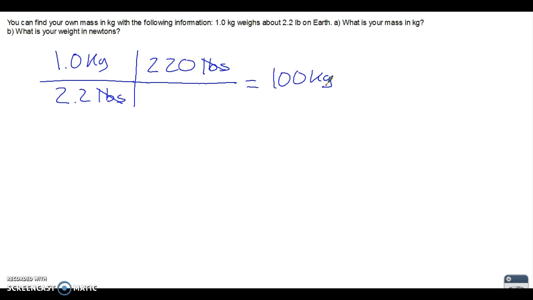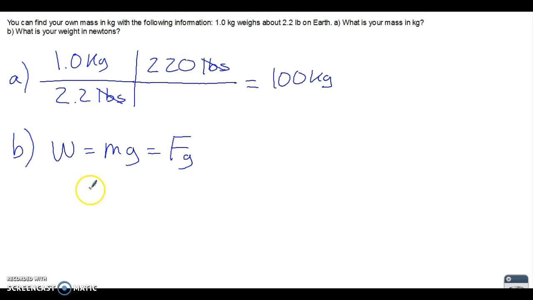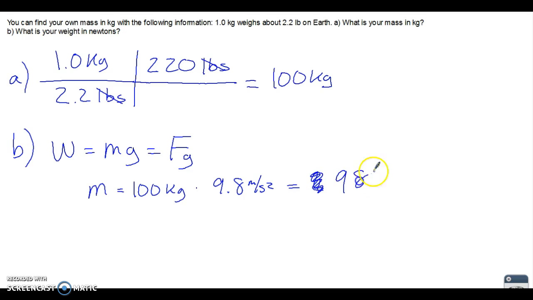So that is how we find the mass in kilograms. We just take our weight in pounds and put it up here, and we get our mass. Now we want to find out what our weight in newtons is. So that was A. For B, we know that weight W equals M times G, where the force of gravity is our weight. So we set our mass times our acceleration due to gravity: 100 kilograms times 9.8 meters per second squared, and we get 980 newtons for B.